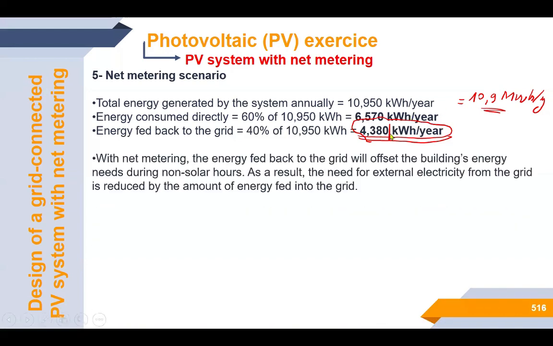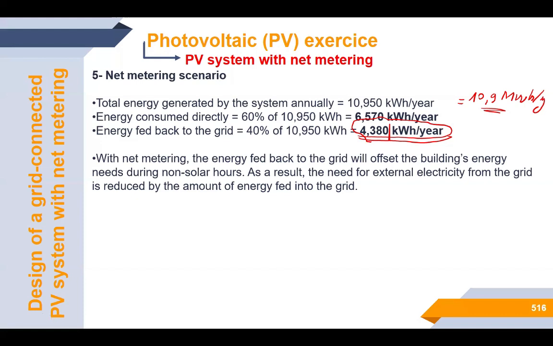As calculated here, we can find that with net metering, the energy fed back to the grid will offset the building's energy needs during no solar hours. As a result, the need for external electricity from the grid is reduced by the amount of energy fed into the grid.